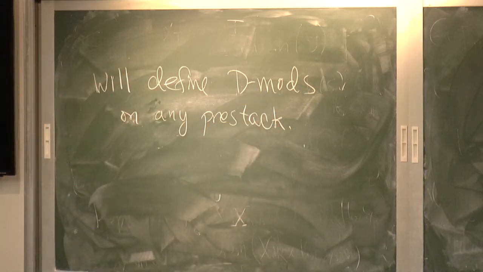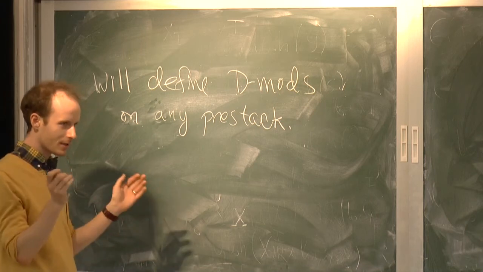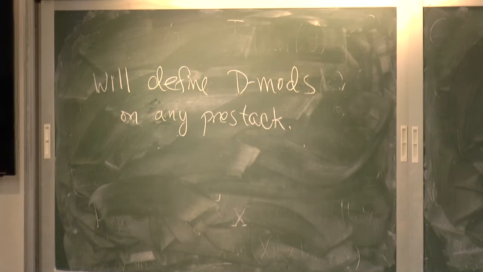Okay, so first of all, why is this a problem? We've defined D modules on any pre-stack. It seems like Nick did that in his talk, didn't he? So the answer is no, he didn't. He only defined it on things of finite type. And we're dealing with things here of infinite type, like G of O.